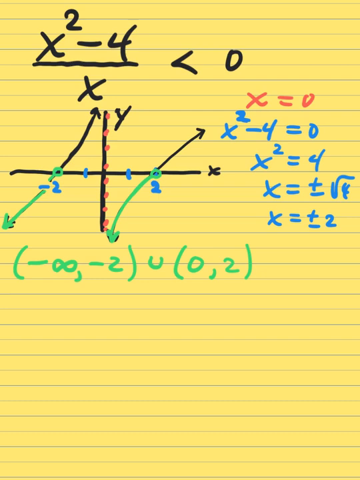Now, a vertical asymptote will always get parentheses. The x-intercepts will get a bracket if the inequality is underlined. Otherwise, they also get parentheses. So that interval in green is the solution. Those contain all the x's that satisfy the original problem.